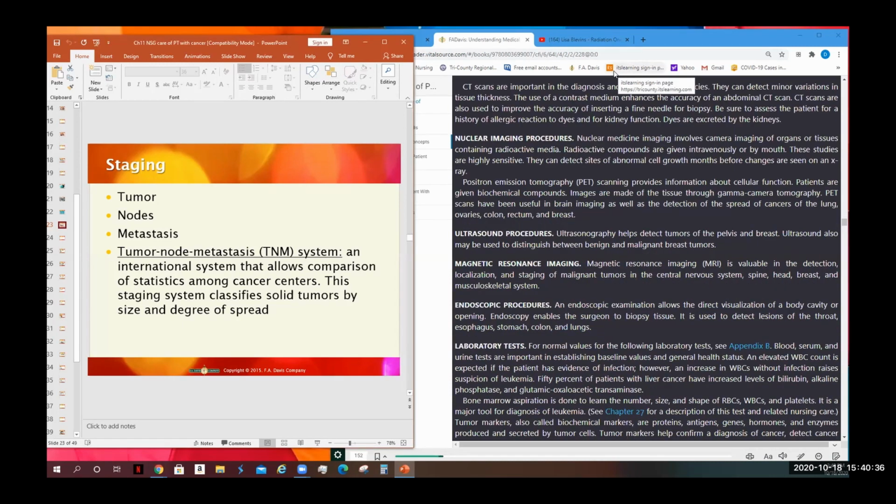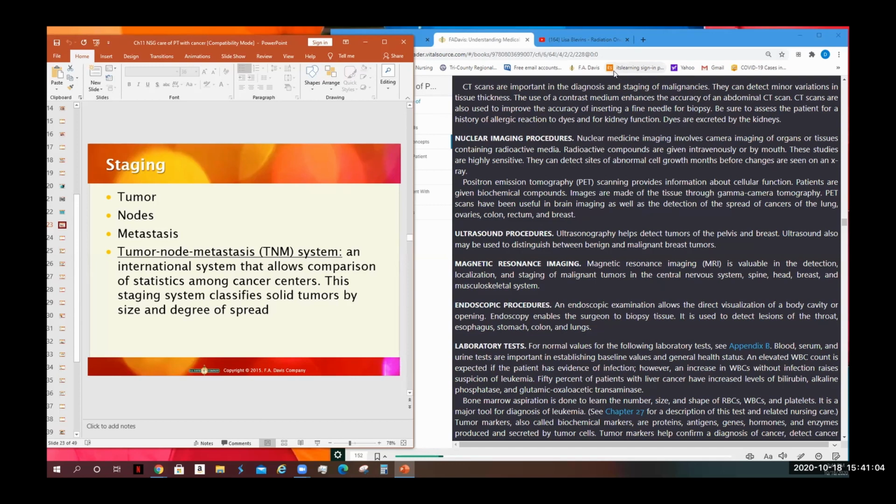Nuclear medicine imaging involves camera imaging of organs or tissues containing radioactive media. Radioactive compounds are given intravenously or by mouth. These studies are highly sensitive. They can detect sites of abnormal cell growth months before changes are seen on an X-ray.